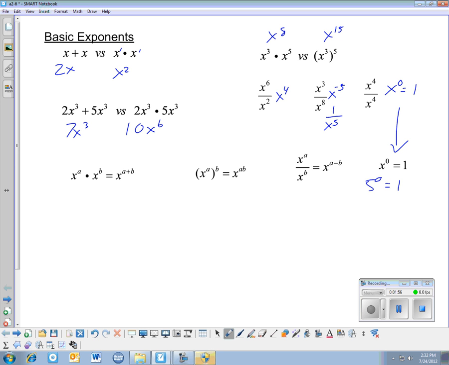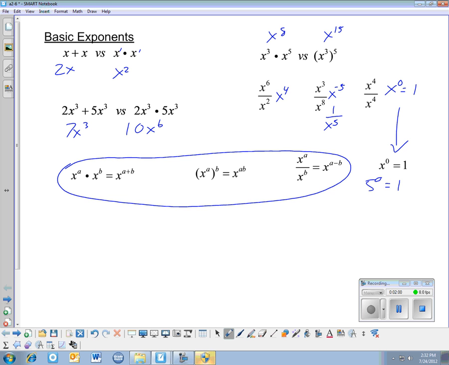And then these are just kind of the rules we were just talking about, that for multiplying a common base, you add the exponents, like in the x to the third times x to the fifth is x to the eighth. But an exponent raised by an exponent, you multiply the exponents, as in x to the third raised to the fifth. And for dividing, we subtract our exponents.